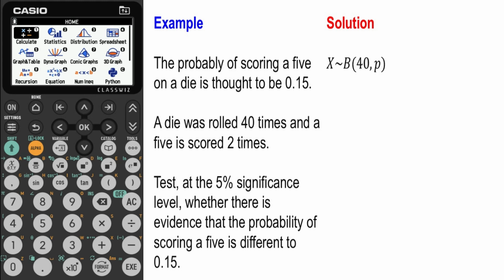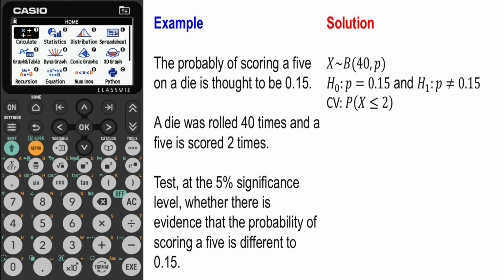We have X, which is binomially distributed with parameters 40 and p. The null hypothesis is given by p equals 0.15, and we have the alternate hypothesis, p does not equal 0.15. We can find the critical value. That's given by the probability that X is less than or equal to 2.